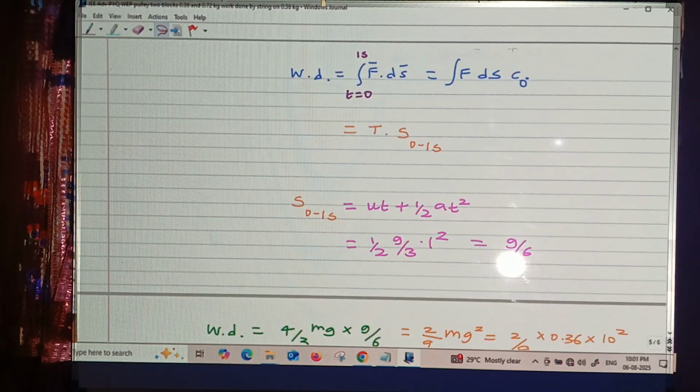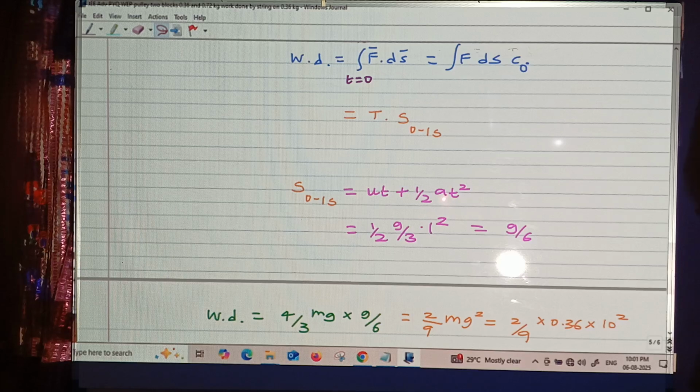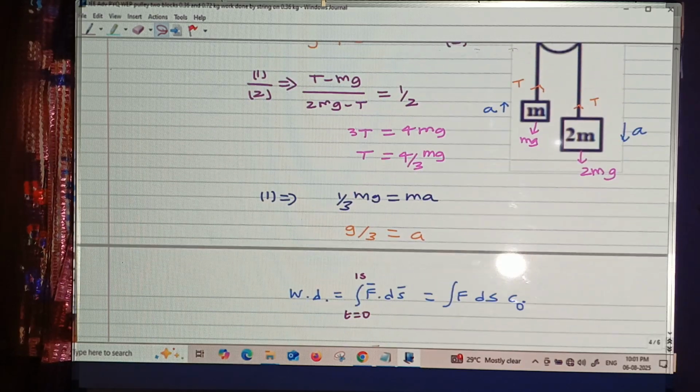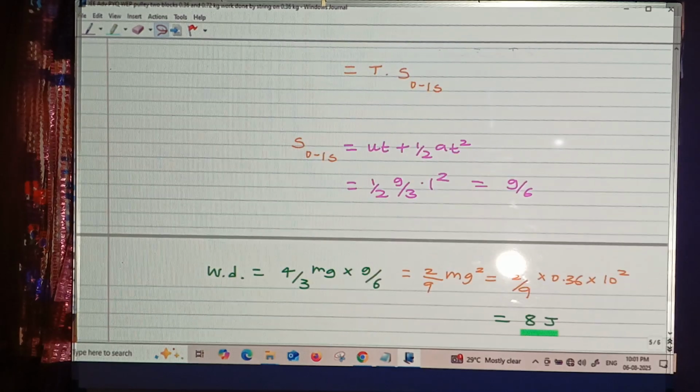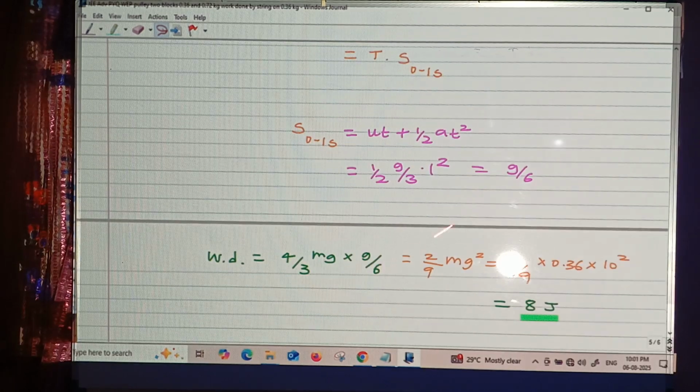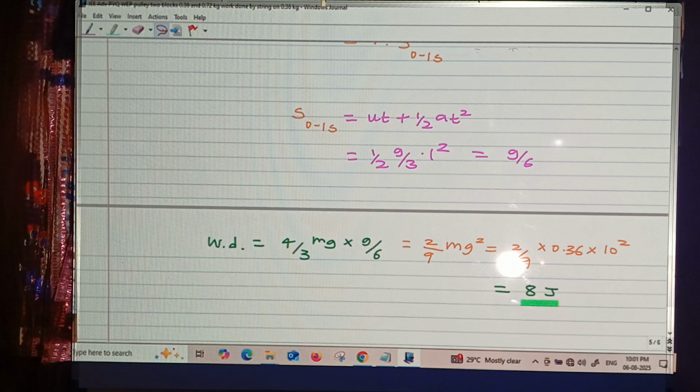To get the total displacement in the first second, I can use this equation of motion because this is valid for uniform and constant acceleration, which is true in this case. And it's starting from rest, so the first term is 0. And half acceleration, g by 3 we found out, and t is the first second, so 1 square. So displacement is g by 6. So work done is tension, which is 4 by 3 mg, which is the force, into the displacement, which is g by 6. So mass is 0.36 kg, and g square is 10 square. So simplifying, we get 8 joules.